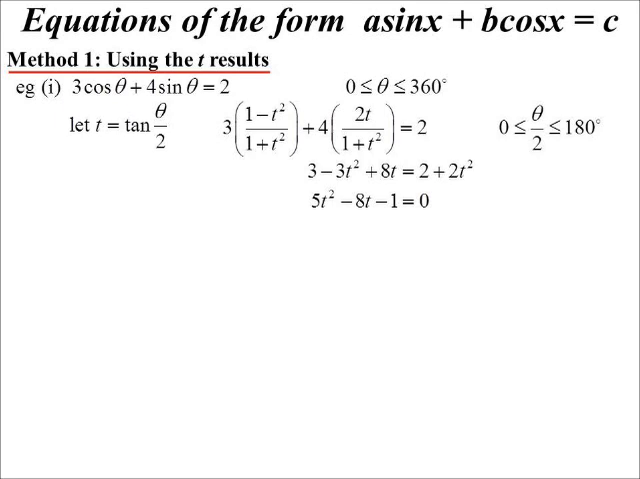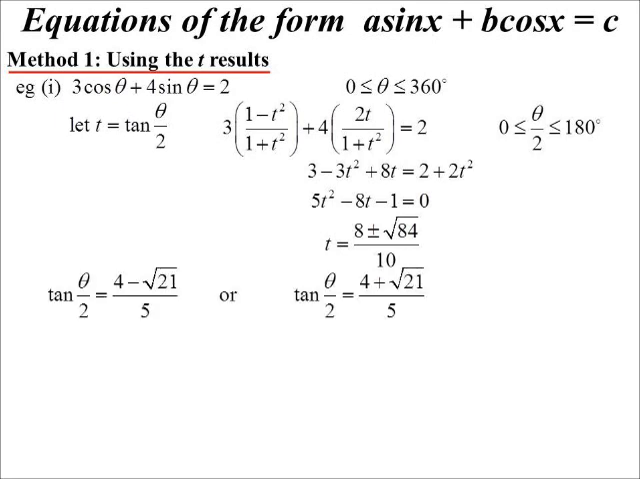I don't think that one factorises, so we'll go to our quadratic formula. 8 plus or minus root 84 on 10. That does simplify to be 4 plus the square root of 21 on 5, and 4 minus the square root of 21 on 5. Remember, we're only looking for first and second quadrant answers. So the question we have to ask ourselves is, are we looking at a negative number or a positive number? 4 minus the square root of 21 on 5 is a negative number.